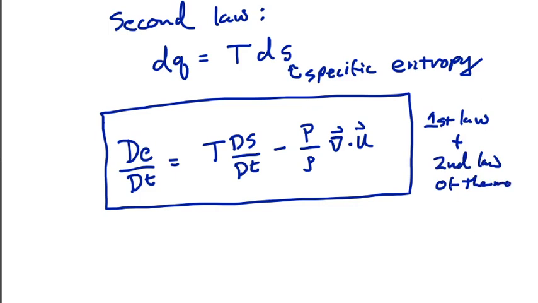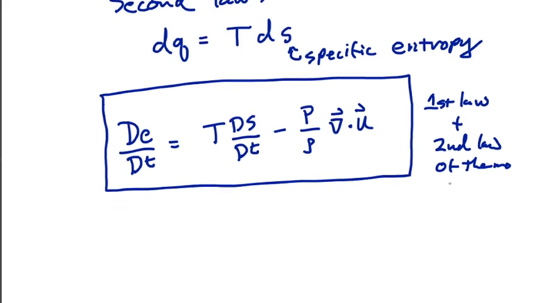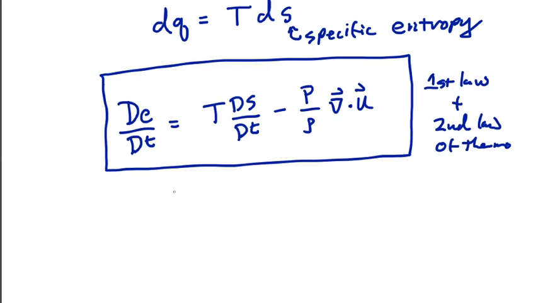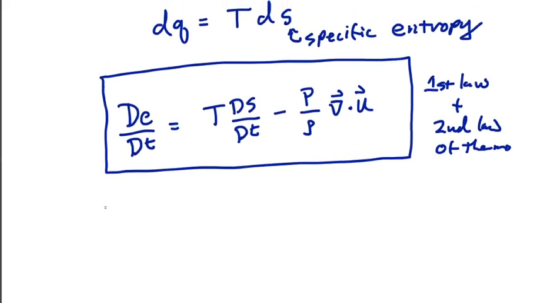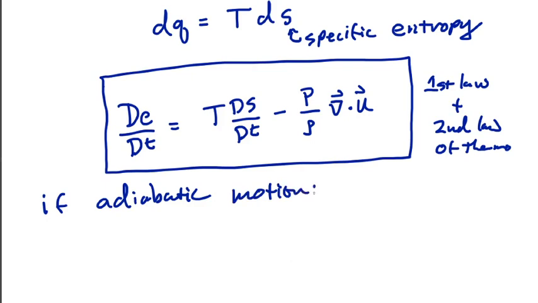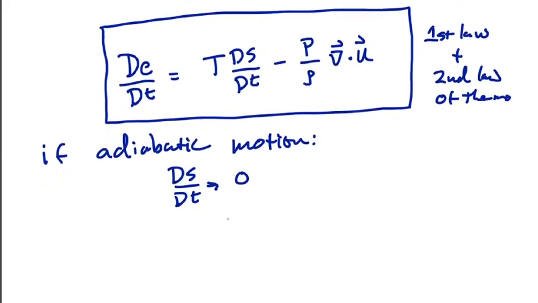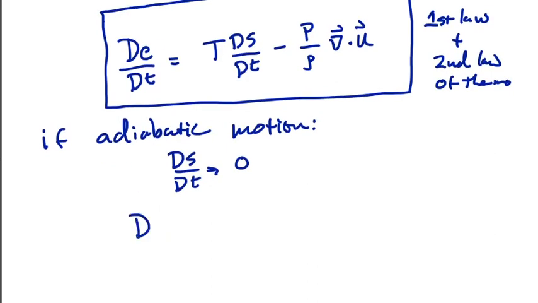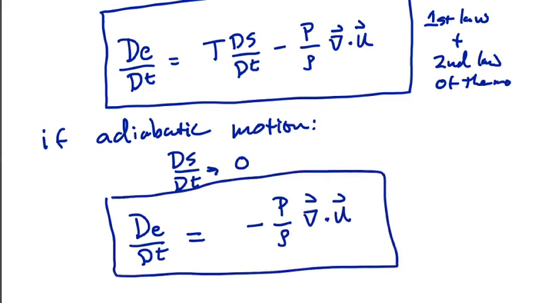Now, why did we go to the trouble of changing dQs into this T dS form with entropy? Well, this lets us observe something right away, which is that if we have an adiabatic class of motions, so these are typically motions that are very, very fast, then ds dt goes to 0. And if we have adiabatic motions, we can simplify our internal energy equation to say that dE/dt is equal to just minus p over rho div u. So this is a nice, clean, simplified form under the assumption of adiabatic motions.